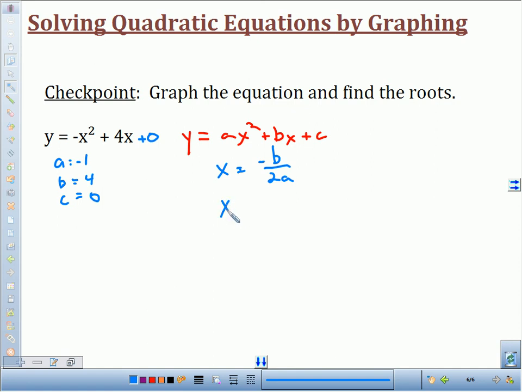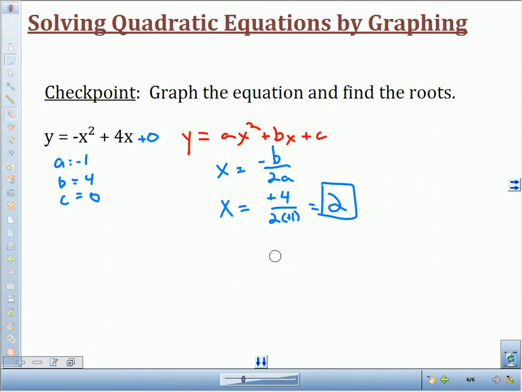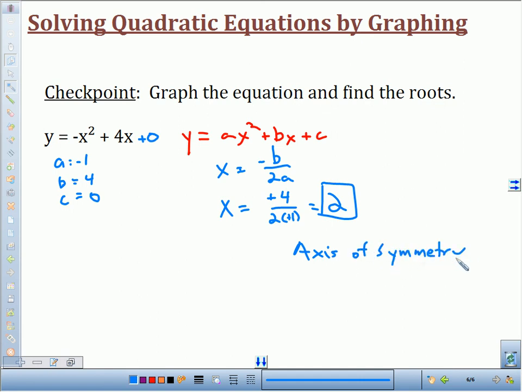So I plug these in. I get x equals negative 4 over 2 times negative 1. I have a negative on top and a negative on bottom. Those automatically are going to change into positives. And I'm left with 4 over 2, which is 2. So my axis of symmetry is x equals 2.